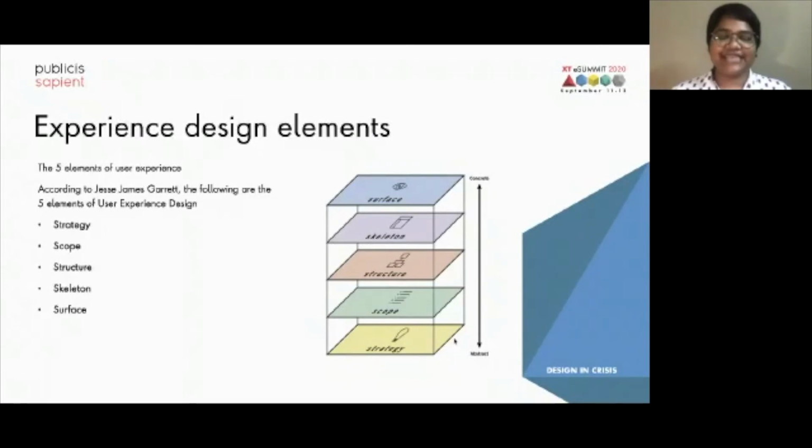The fourth is skeleton. It is the visual representation of all the elements that we've decided to put into the product. And the final one is surface, which is basically the sum total of all the decisions that we've made and the final representation of it. So it talks about imagery, colors, typography, etc. Now what we'll do is take one example of each of these elements so that we're not stuck with just one kind of example.